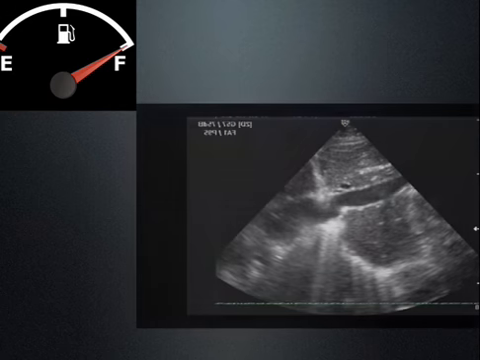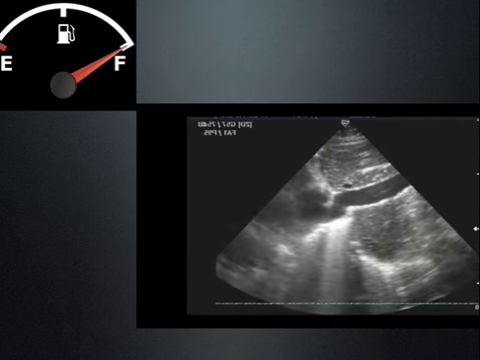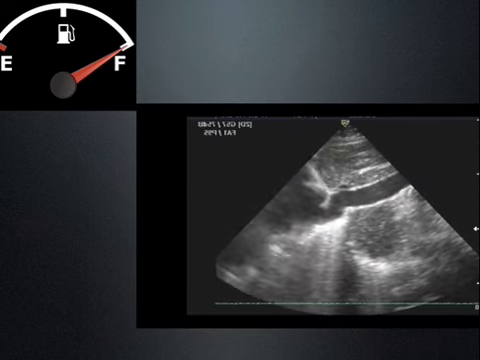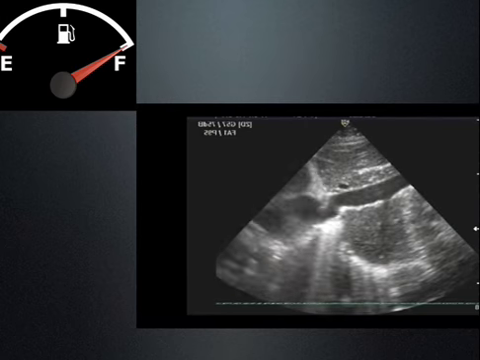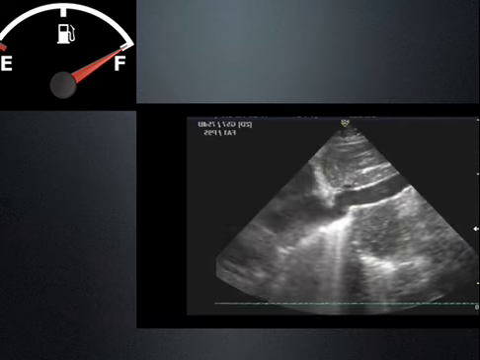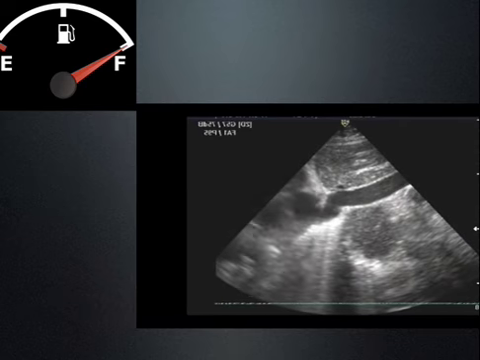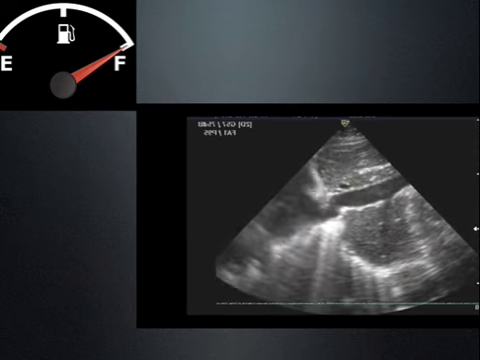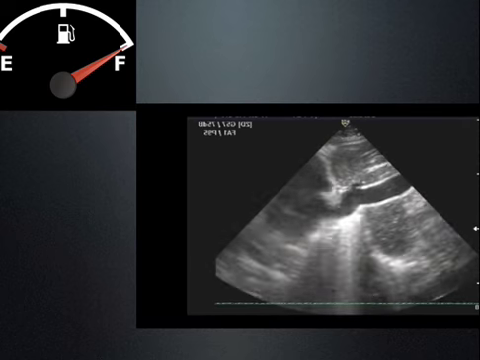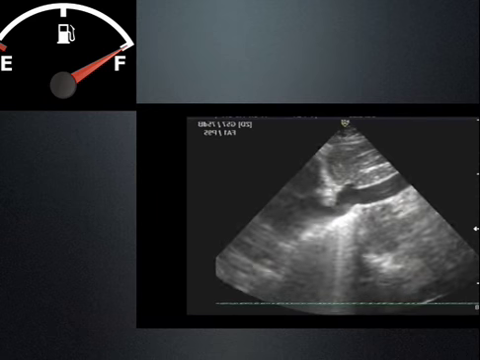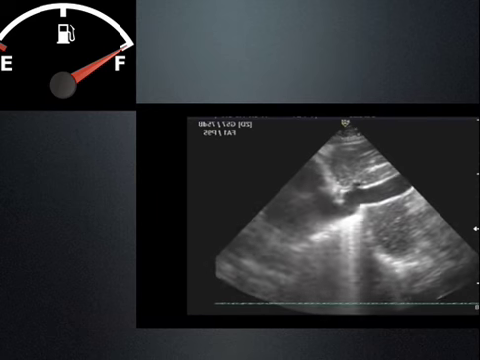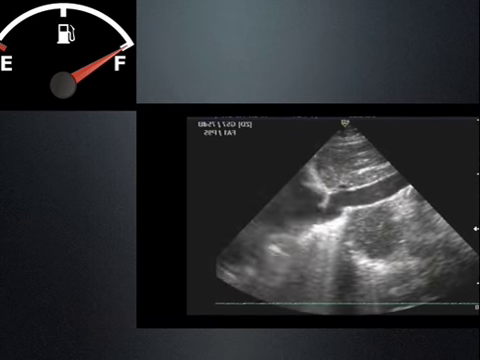Now, alternatively, how about a full tank? Here's our IVC again, traversing through the liver. As a patient breathes, you see it descend or migrate across to the right-hand side of the screen. Really no variation in that diameter. Now, where are we looking for a diameter change? We're looking about 2 to 3 centimeters proximal, because we're talking veins, 2 to 3 centimeters proximal to where the IVC enters the right atrium. So we're looking about right here.